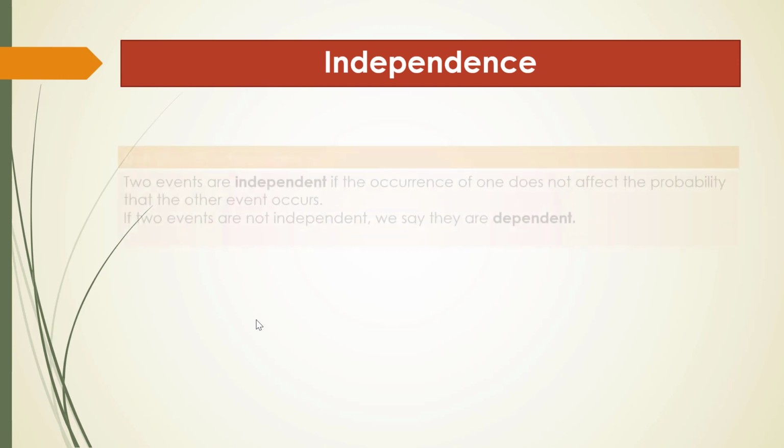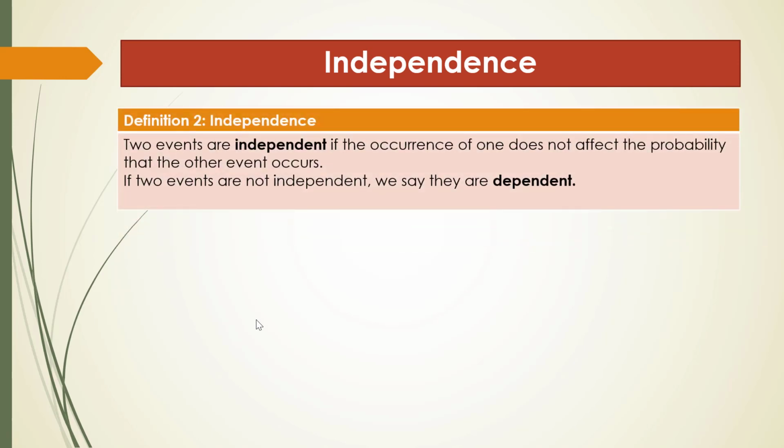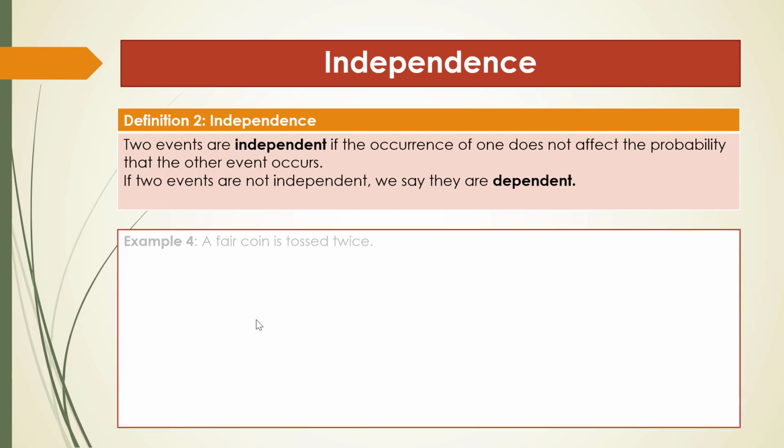Next, independence. So when are two events said to be independent? Two events are independent if the occurrence of one does not affect the occurrence of the other. In other words, two events are independent if the probability of one occurring does not affect the probability that the other event occurs. If two events are not independent, we say they are dependent.